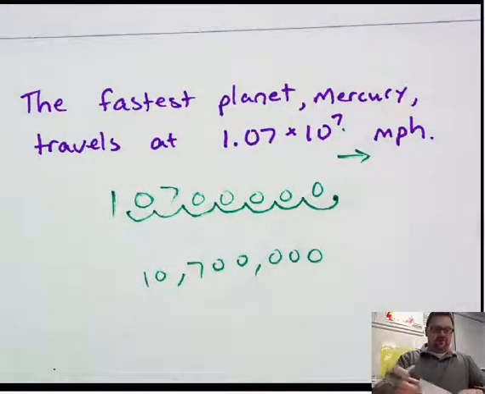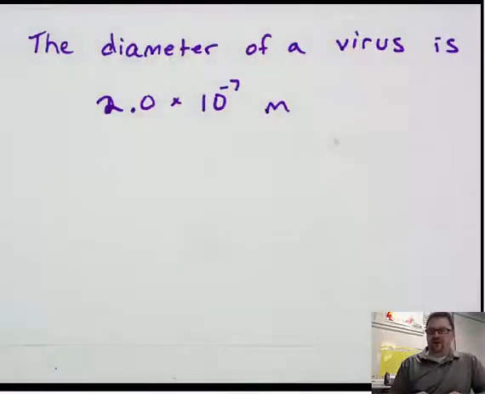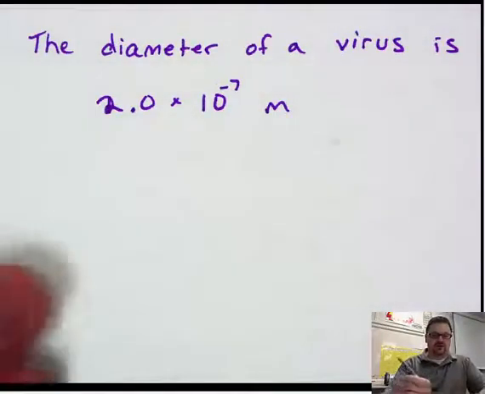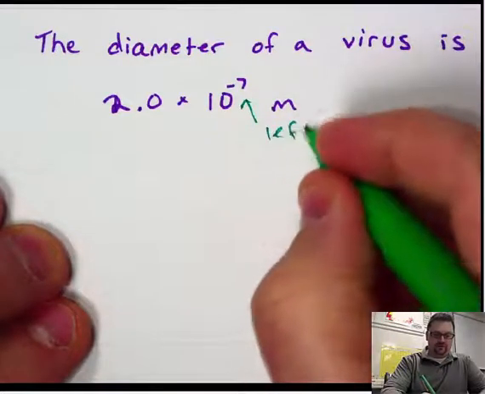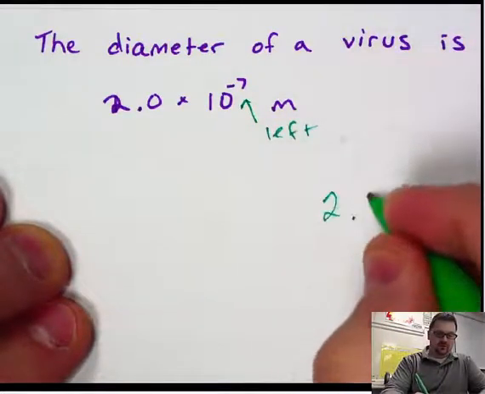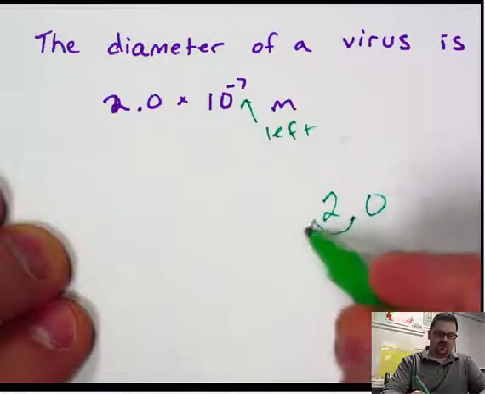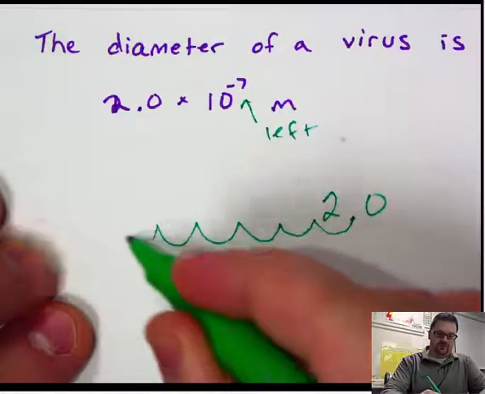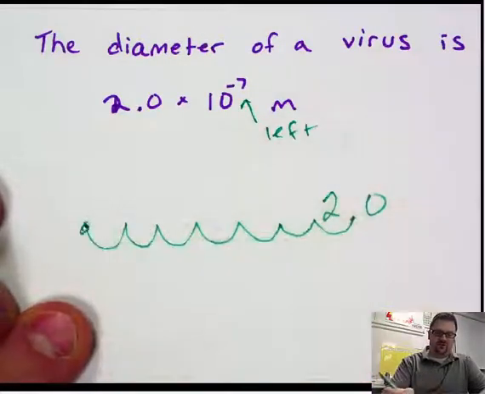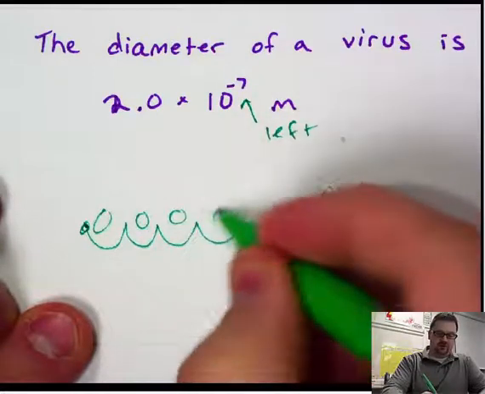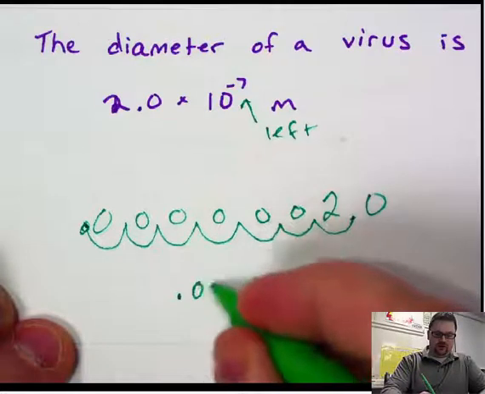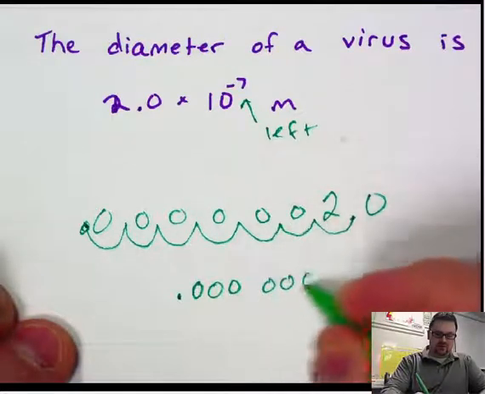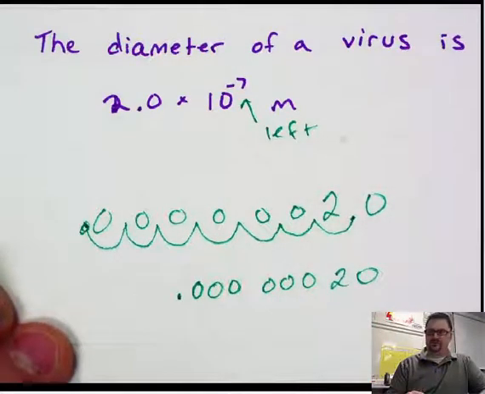Next, the diameter of a virus is 2.0 times 10 to the negative 7th meters. That's a negative number, so I move left. So I'm going to do 2.0. I'm going to go 1, 2, 3, 4, 5, 6, 7 spaces to the left. Fill in my zeros and rewrite: 0.00000020.